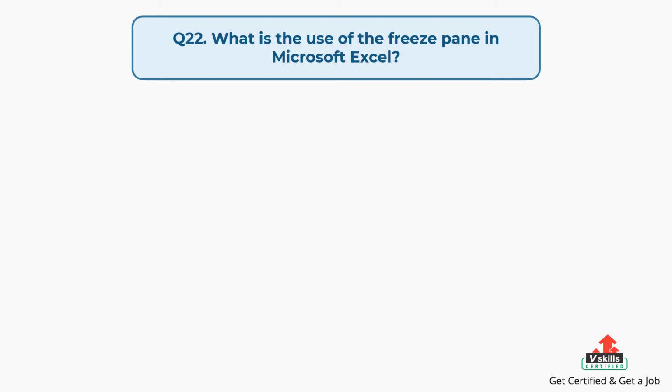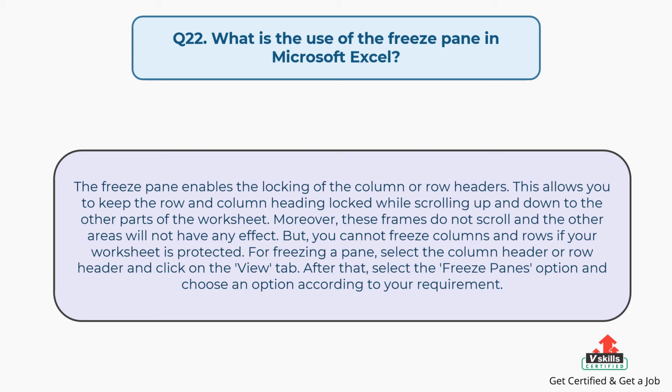Question number 22. What is the use of the freeze pane in Microsoft Excel? The answer is: the freeze pane enables the locking of the column or row headers. This allows you to keep the row and column heading locked while scrolling up and down to the other parts of the worksheet. Moreover, these frames do not scroll and the other areas will not have any effect. But, you cannot freeze columns and rows if your worksheet is protected.